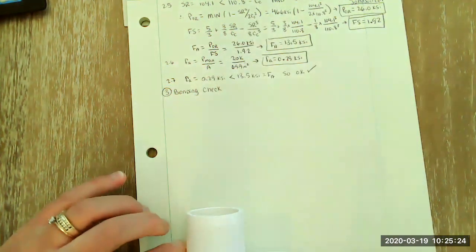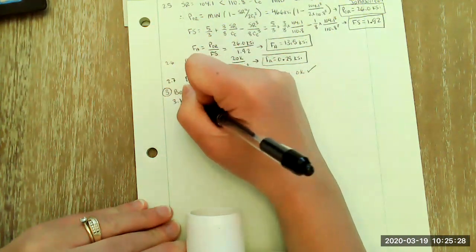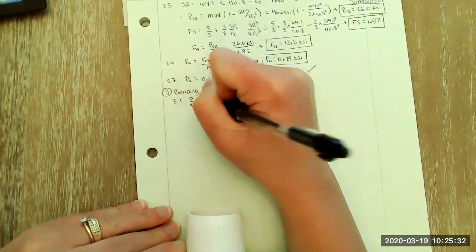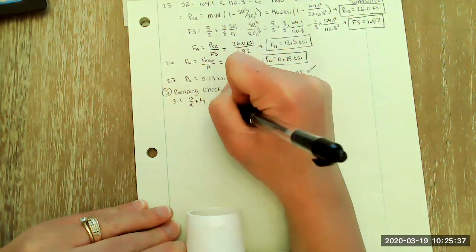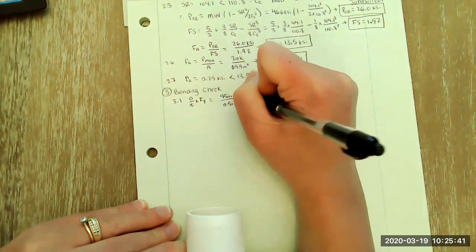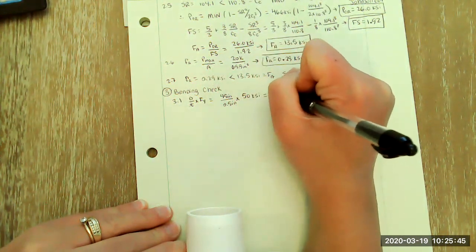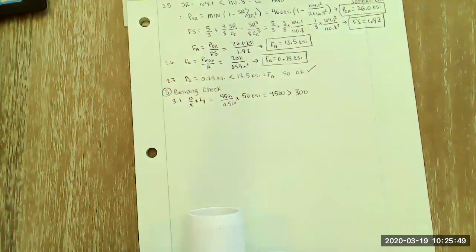Kind of step 3, big step 3. The first thing we do in our bending check is we compare the value d over t times f sub y, which is equal to 45 inches divided by half an inch, times f sub y, which is 50 KSI, which is equal to 4,500, which is greater than 3,000.